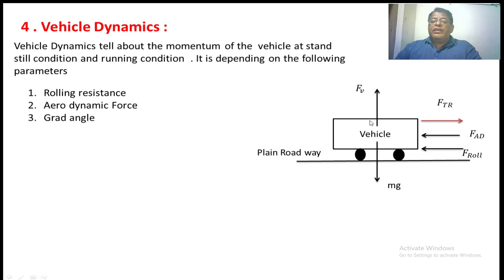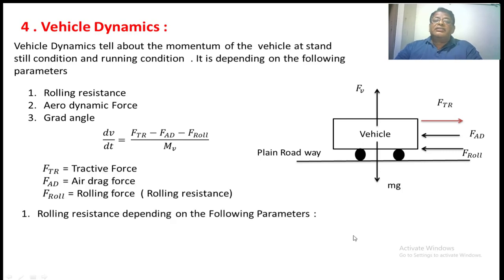Suppose we take one vehicle passing on a normal roadway. This is the tractive force, this is the air friction force, and this is the rolling force. These two forces oppose the tractive force given by the propulsion unit of the vehicle. The acceleration due to gravity acts downward and the normal force acts upward. On a normal roadway, these two get cancelled. So the resultant force acting on the vehicle becomes F_TR minus F_AD minus F_ROL. So the rate of change of velocity equals (F_TR minus F_AD minus F_ROL) divided by the mass of the vehicle. So the vehicle dynamics depends highly upon the rolling resistance, aerodynamic force and grade angle. But here we have taken a normal road. Sometimes the vehicle may also move through a graded road.